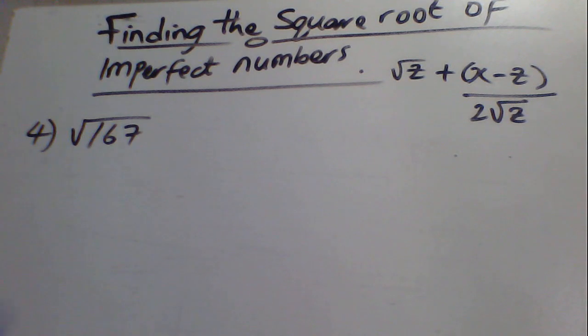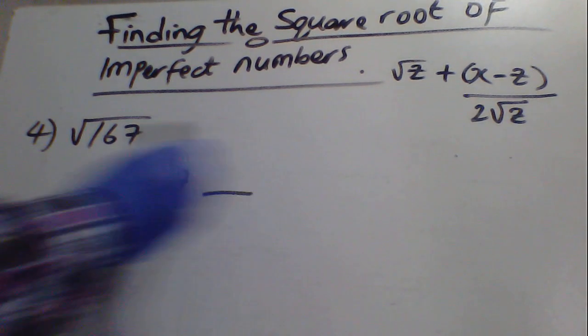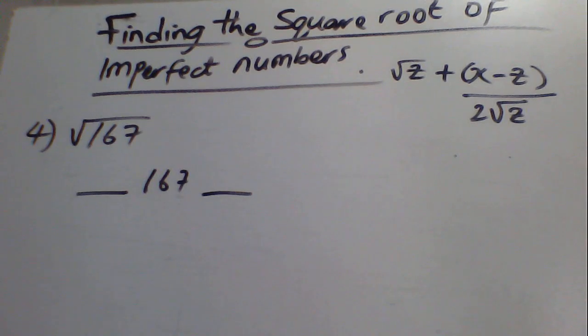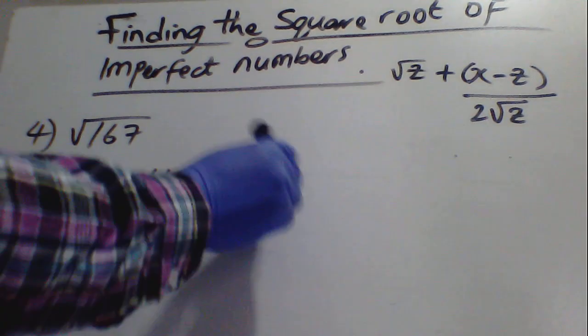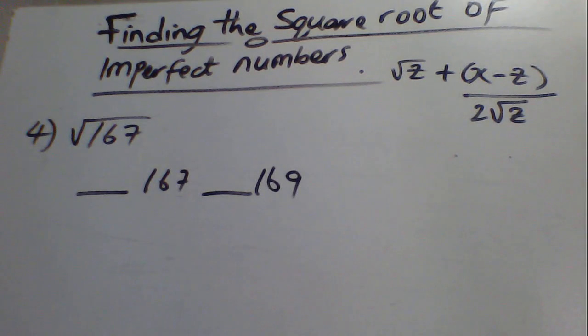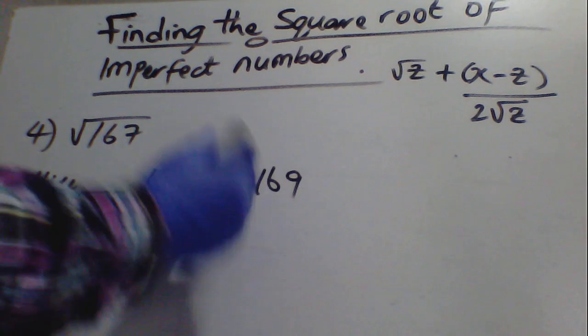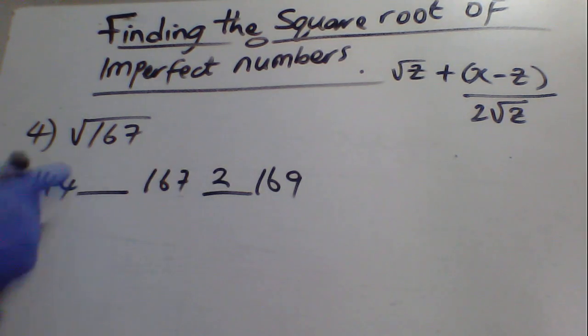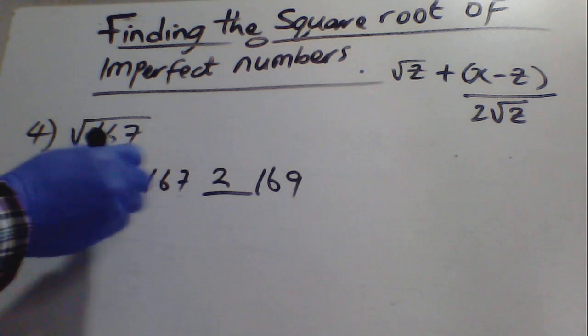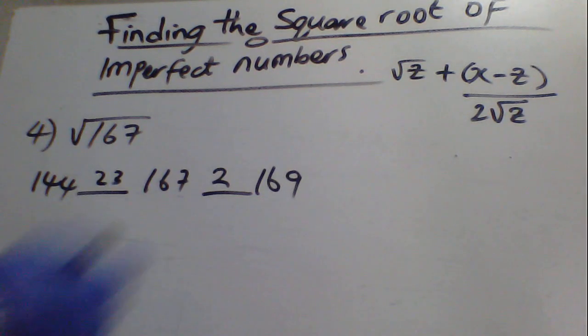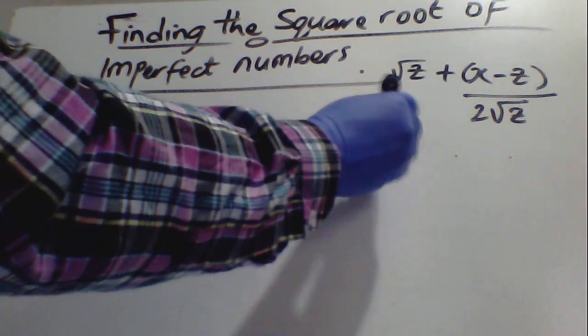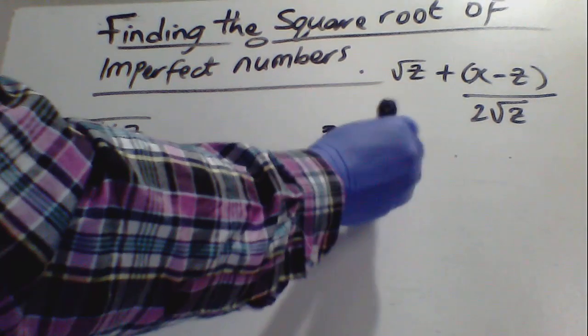So the next thing you have to do is to write 167 and put dash here. What perfect number will give us a perfect square that is near 167? Here we have 169, and then here we have 144. The distance from here is just 2, and the distance from here is more than 2. This gives us 23. So 169 is very close. In that case, z is equals to 169 and x is equals to 167.